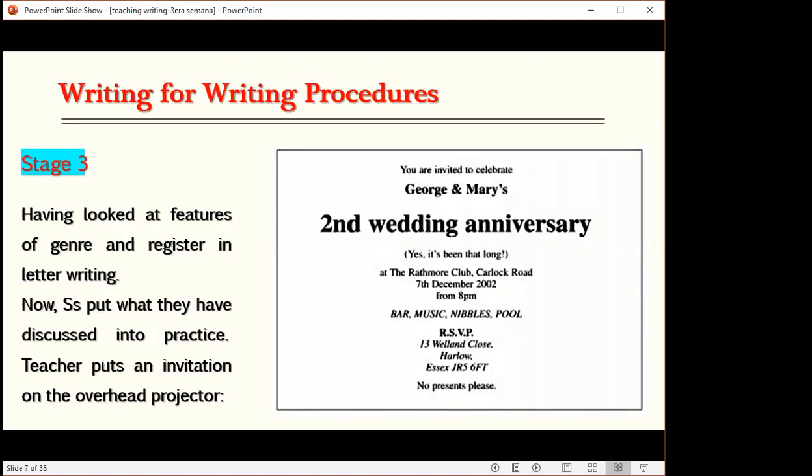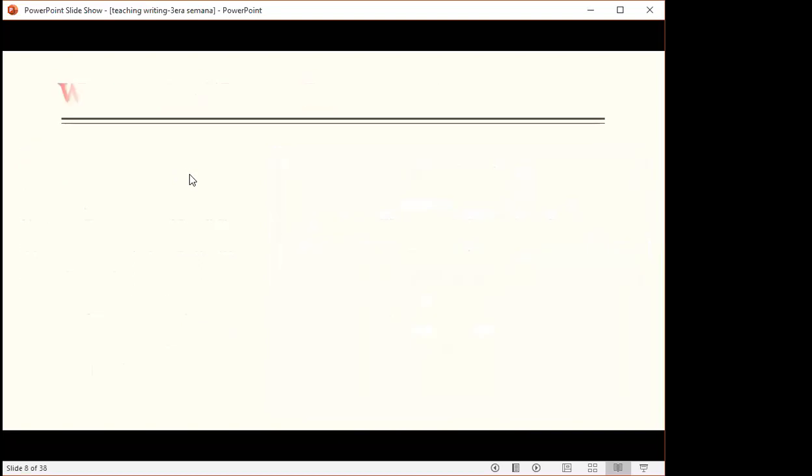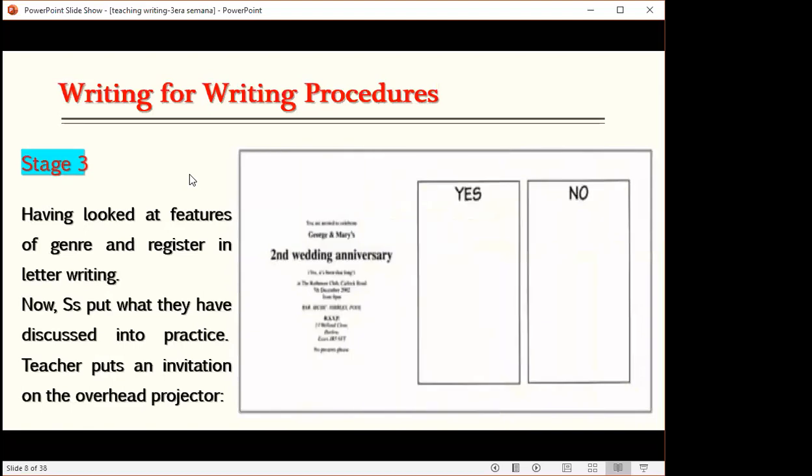So the teacher showed this invitation to the students. And now he asked them to write here two kinds of texts. Notice, the teacher shows the invitation and they are going to respond to this invitation by writing a letter. Why do you have here these two columns? Do you have an idea? Why do we have these two boxes, yes and no? What is the purpose of these two columns, these two boxes, yes and no?